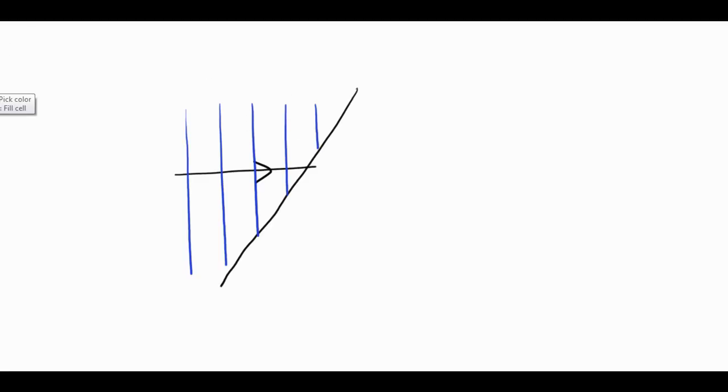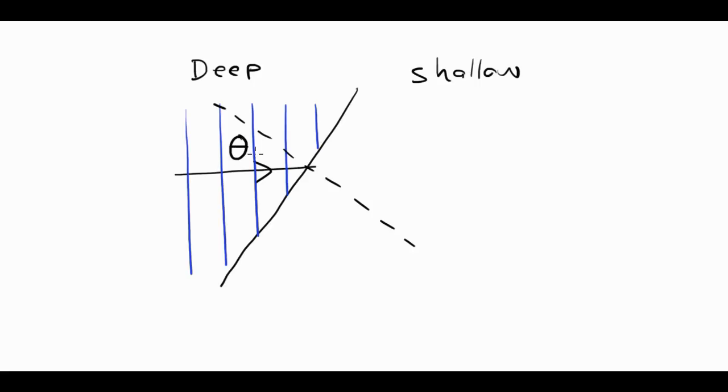Now let's imagine that this is the deep side, and it's entering a shallow region on the other side. So what happens? Well, what we do is we treat this a little bit like the problems in light, where we have our boundary and we also have a normal, and the normal is this line perpendicular to the boundary. Just like in the light questions, we have an angle of incidence, and the angle of incidence is the angle between the incoming wave direction and the normal.